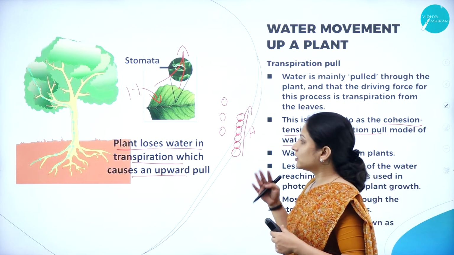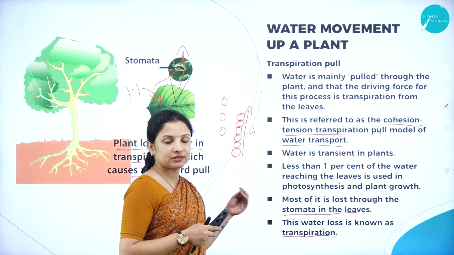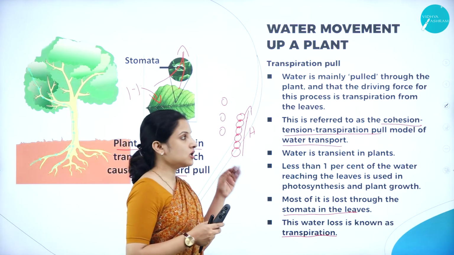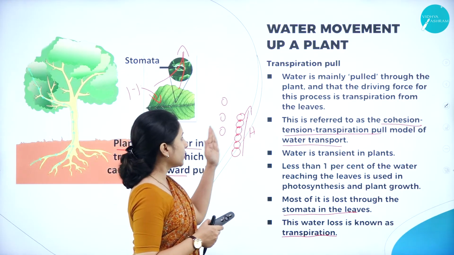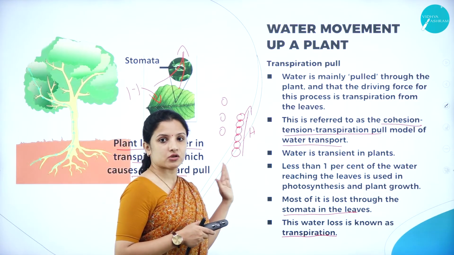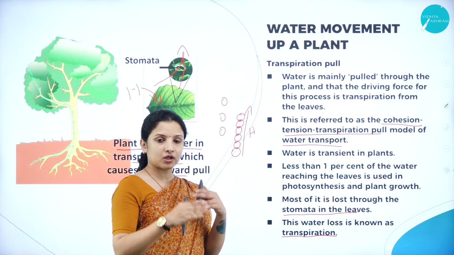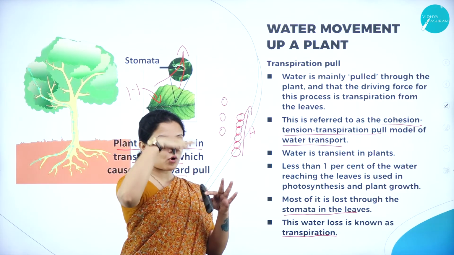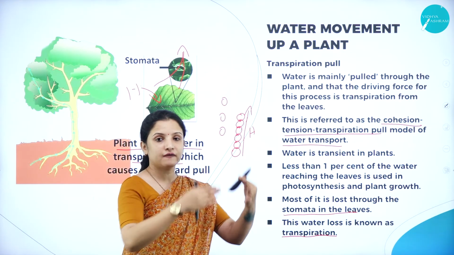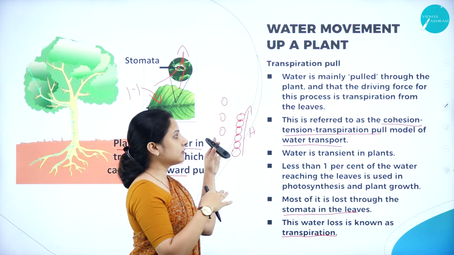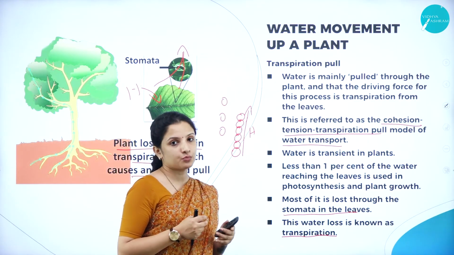So that is the reason why in the majority of plants, especially tall trees, they cannot depend on root pressure, but they can depend on the transpiration pull. And because of the maintenance of the cohesion nature of water, it is also called the cohesion. So cohesion of water is created. When the water is lost, a tension is created in the xylem cells for the need for water, and all that result is called the cohesion, tension, transpiration pull model.